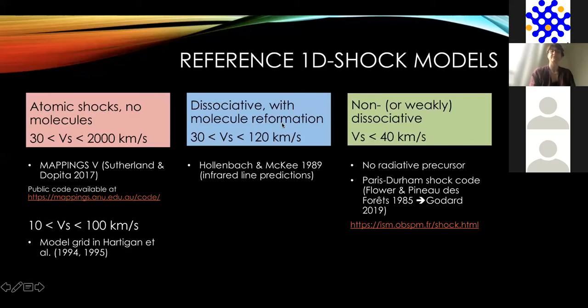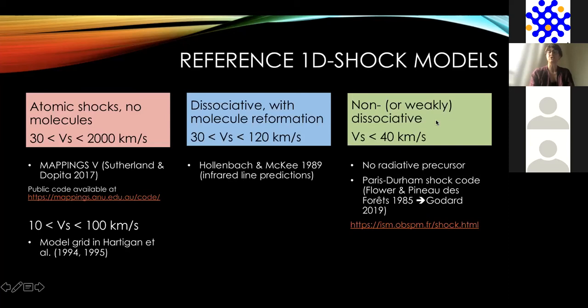And then there is the range of intermediate velocities, the lower range of this, where they consider molecule reformation in the post-shock. I'm going to show you what that looks like, but here they assume there are no molecules anywhere. Here, the gas dissociates in the pre-shock, but then in the post-shock, it can reform molecules. And that changes a lot the predicted emission at low temperature compared to having no molecules.